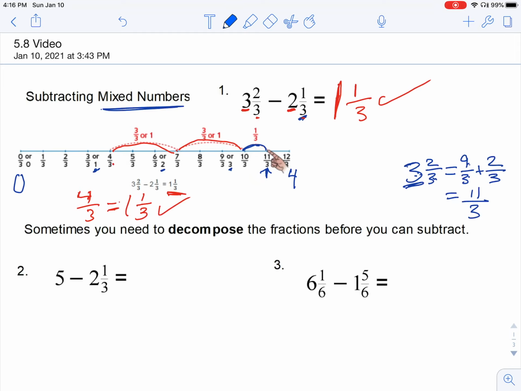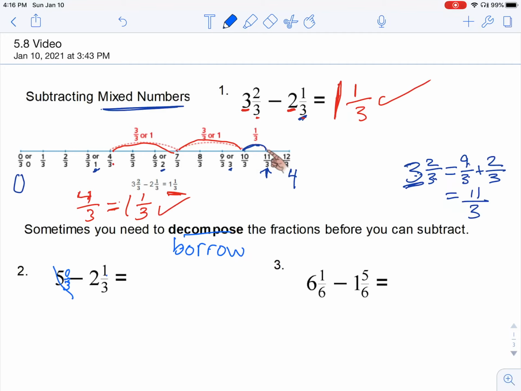So I'm going to pretend that there's an invisible 0/3 here, right? This is because it's just 5 whole, it's like 5 and 0/3. So if I try to do 0/3 minus 1/3, I can't do it, right? I get a negative number. So that tells me I need to decompose, or what I like to call borrow, before I'm ready to subtract.